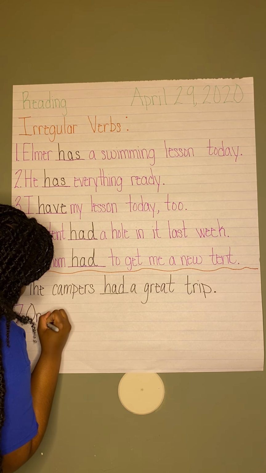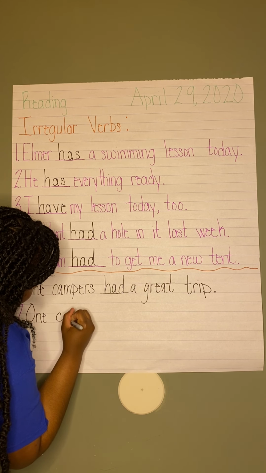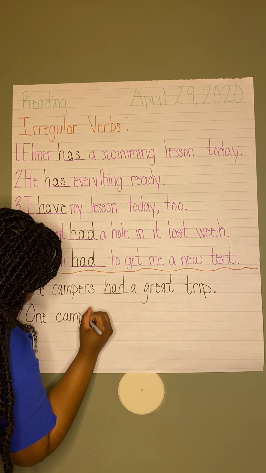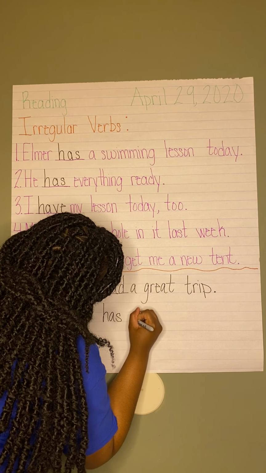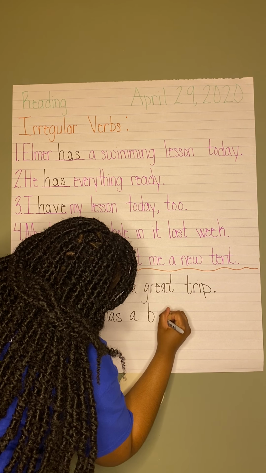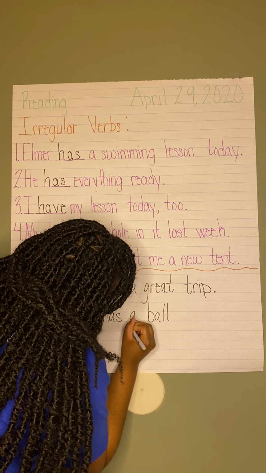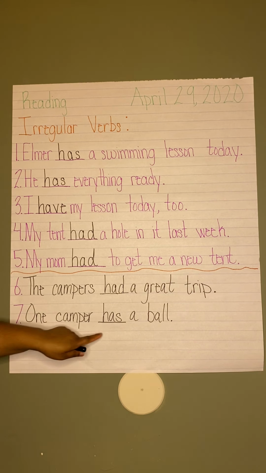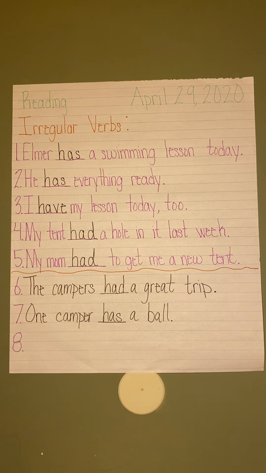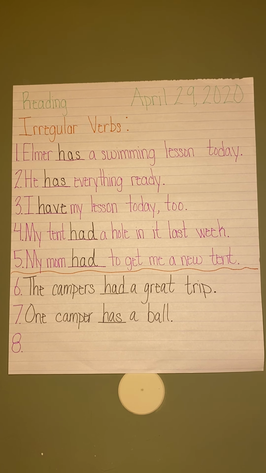I can say one camper has a ball. What verb did I use? The verb I used was has. One camper has a ball. So now I need one more sentence using the word have.